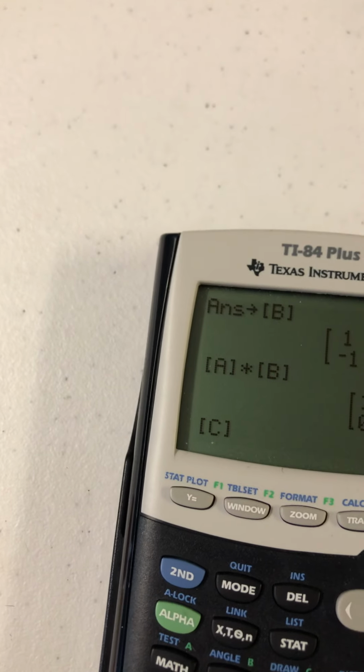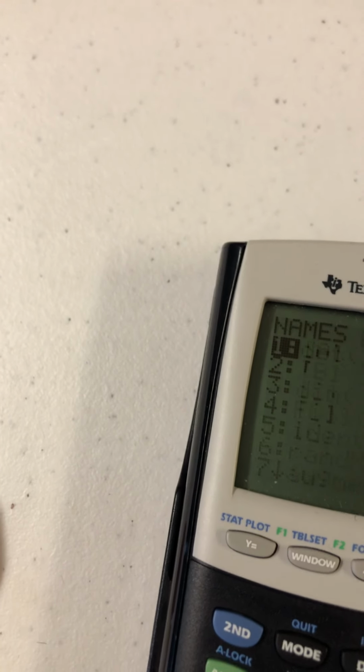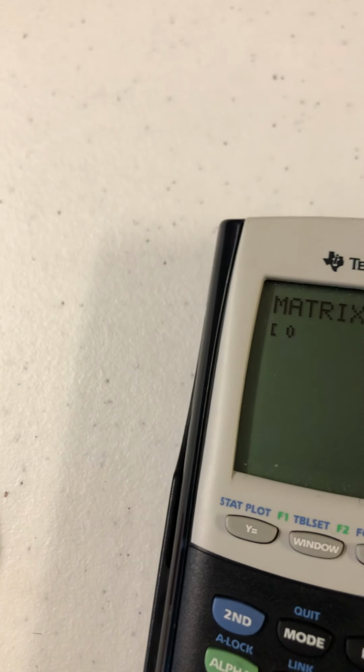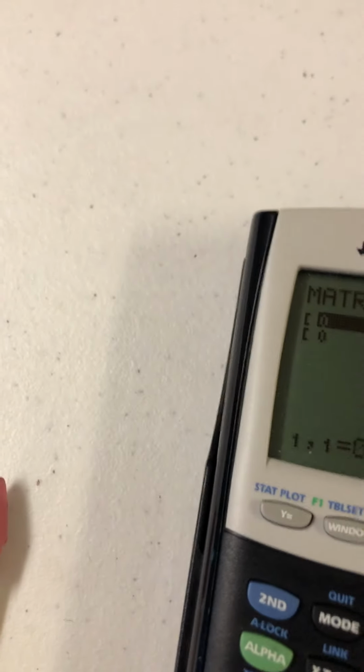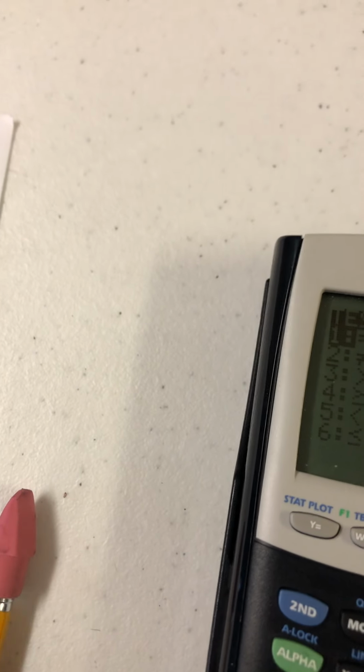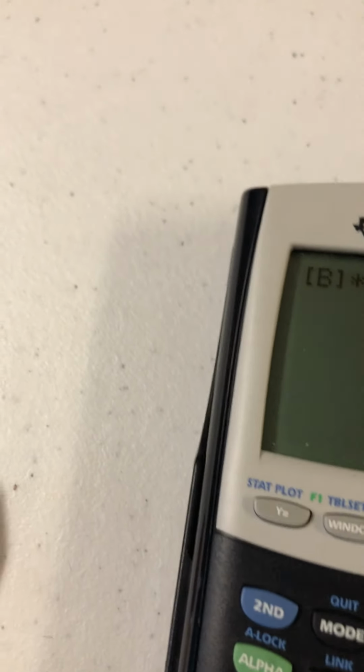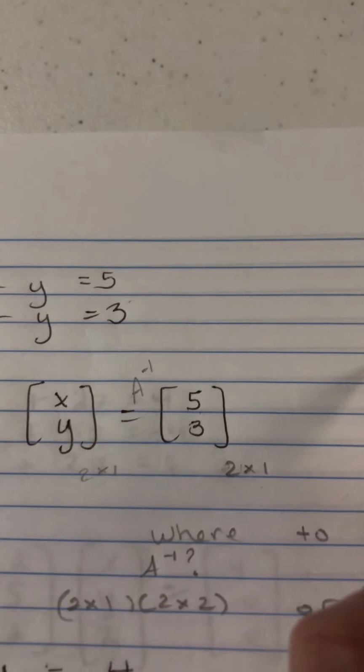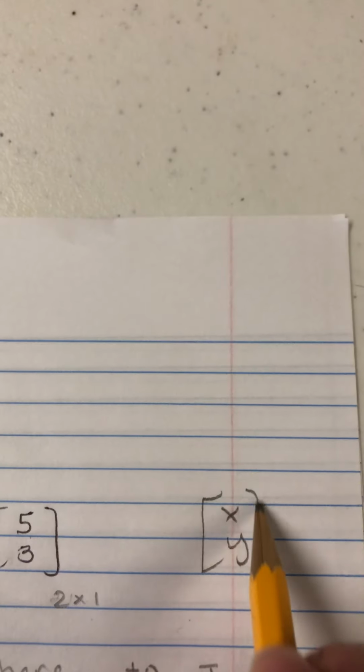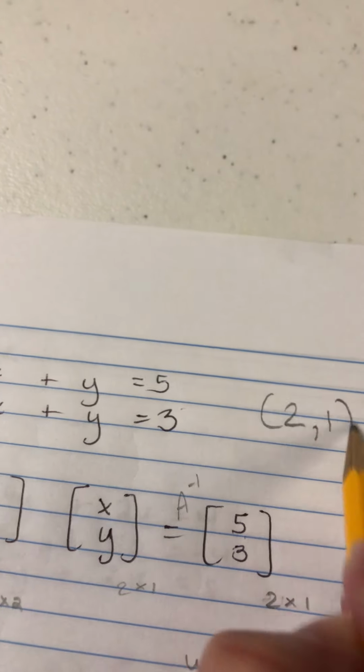So I need to find this matrix a location. So next letter available is matrix C. So I'll choose matrix, oops, can't choose it yet. So let's go to second matrix and edit matrix C. So we're going to make this a 2 by 1 matrix, and let's enter 5 and 3. And now it's there. We're going to take matrix B and multiply it with matrix C, and that'll give us the answer. So we know, therefore, that x, y was equal to 2, 1. So that tells me the point of intersection was 2, 1.